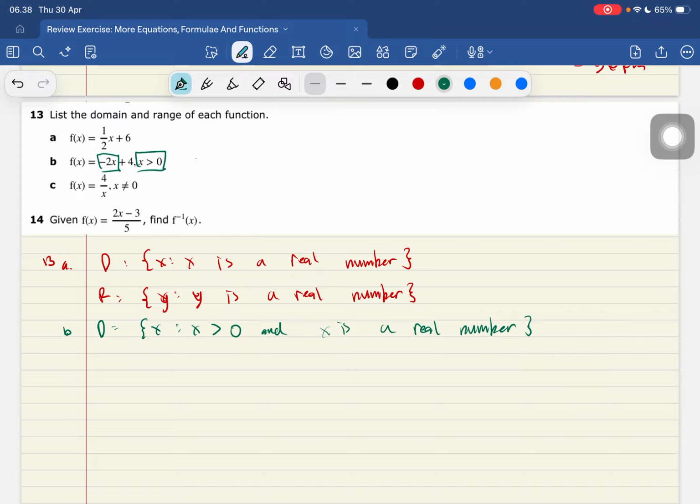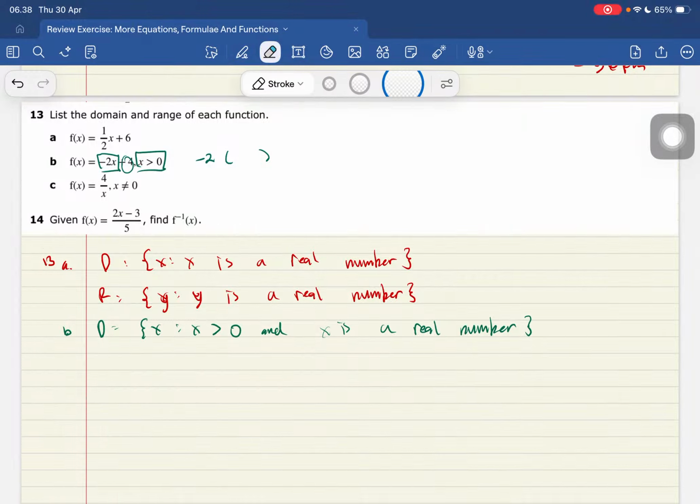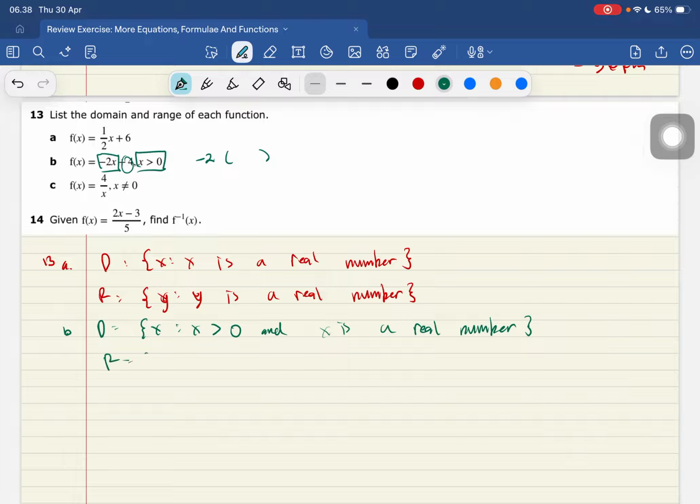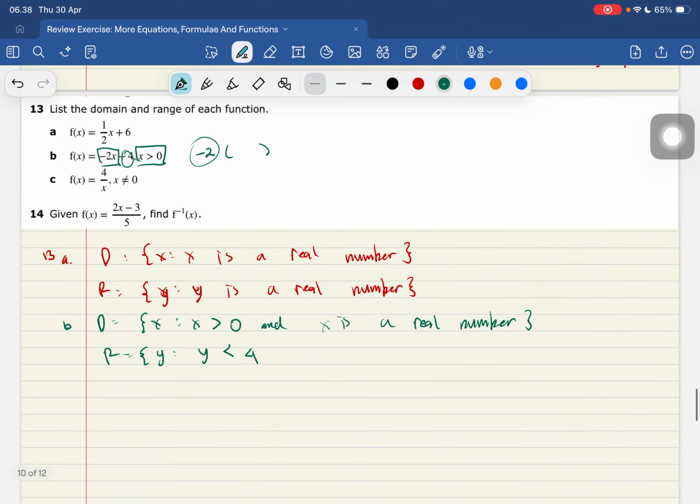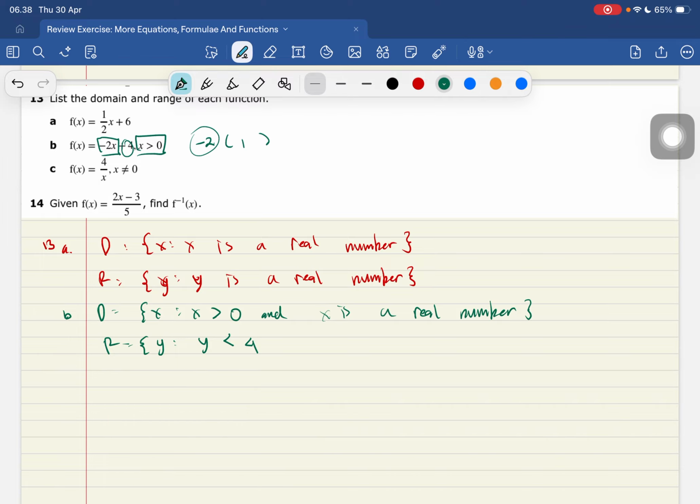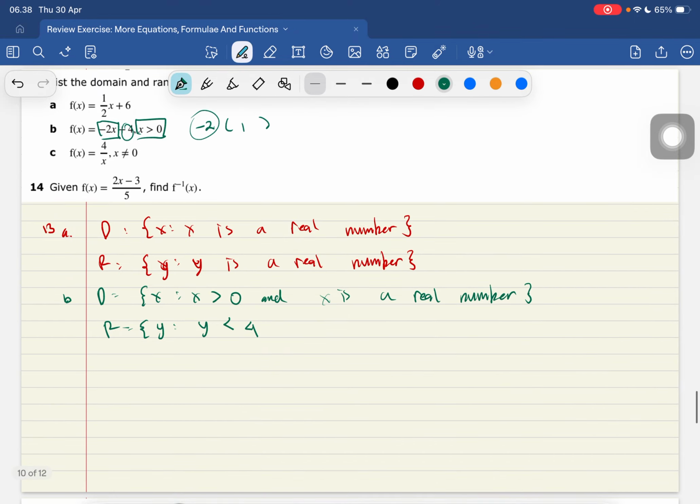Look at it, if x is bigger than 0, and we multiply minus 2 with any number without negative, this will still be negative. And then we got plus 4, so the result is always less than 4. So for the range, or the output, or the answer, we can write y needs to be less than 4, as this is always going to be minus. If x is 1, it's going to be 2, but however it's always less than 4. And y is a real number.